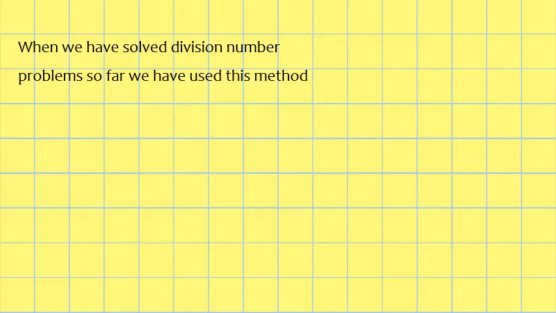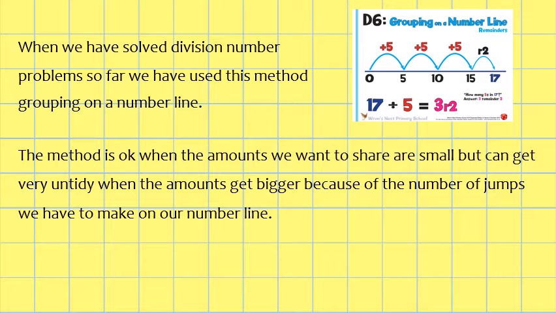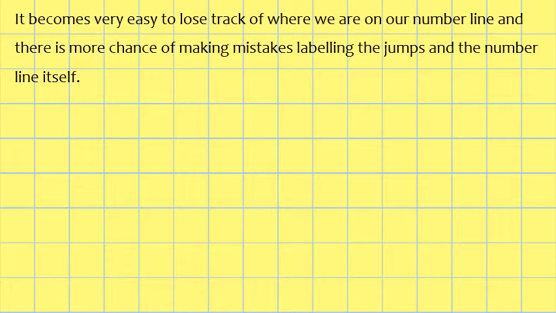When we have solved division number problems so far, we have used this method. Grouping on a number line. The method is okay when the amounts we want to share are small, but can get very untidy when the amounts get bigger, because of the number of jumps we have to make on our number line. It becomes very easy to lose track of where we are on our number line, and there is more chance of making mistakes labelling the jumps and the number line itself.